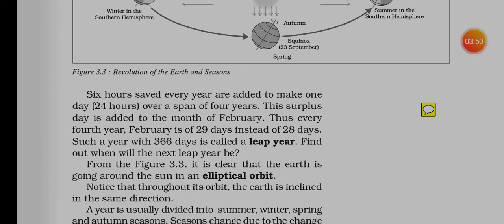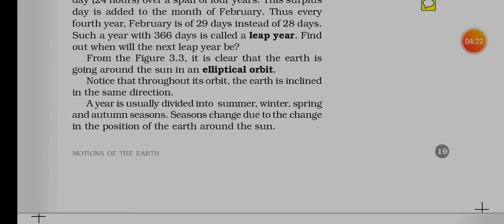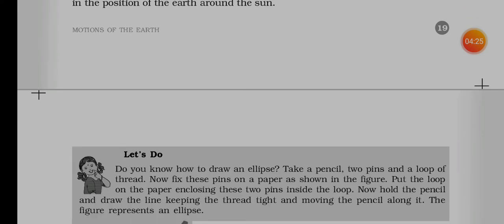One more factual thing that you need to remember is that every year 6 hours are saved for convenience, for avoiding time zone issues. We add 6 hours for every 4 years and make a leap year of 366 days. So 6 into 4 is equal to 24, that is equal to 1 day added in the month of February as a 29th day. With this, we come to an end of another chapter of class 6 geography.